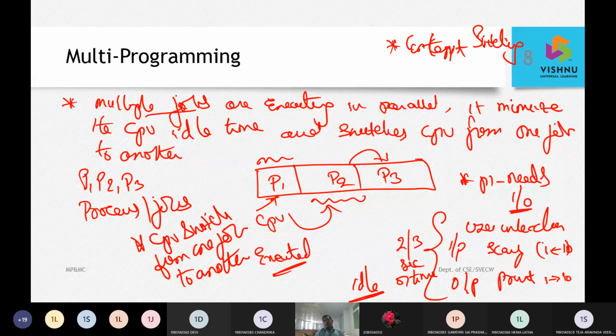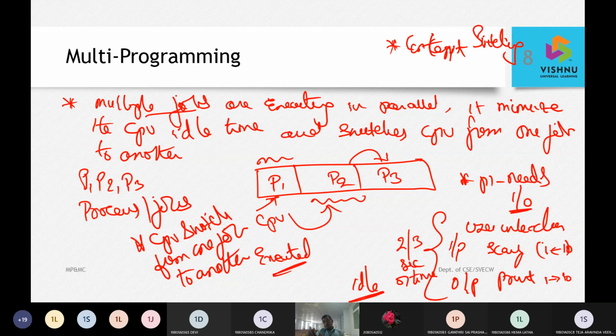How does it do that? First it executes P1. When P1 needs some input or output from the keyboard, the CPU has to wait, because I have to give I equals 10, then print I equals 10 on the monitor. It takes 2 or 3 seconds, which is almost negligible to us. But as far as the system is concerned, 2 to 3 seconds is very precious. So CPU time is wasted.